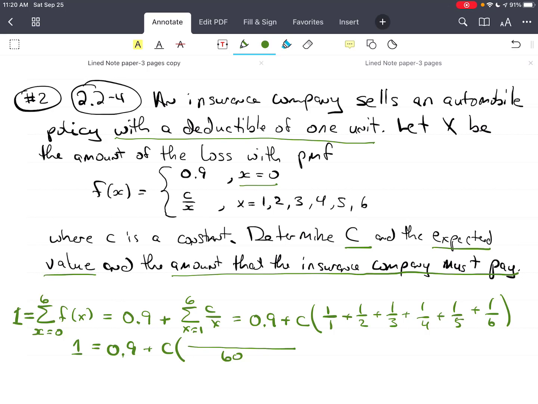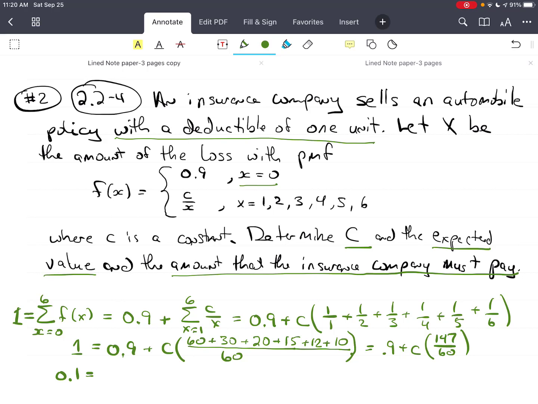All right, so 1 over 1, that's going to be 60 over 60 plus 60 divided by 2, so that's going to be 30. And then plus 60 divided by 3 is 20. And then plus 60 divided by 4 is going to be 15. And then 60 divided by 5 is 12. And 60 divided by 6 is 10. And so this is equal to 0.9 plus c times 147 over 60.